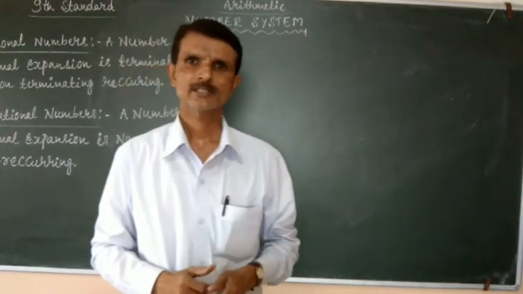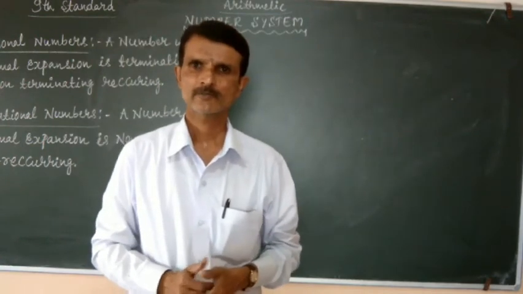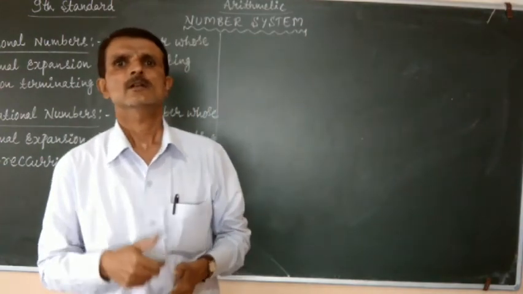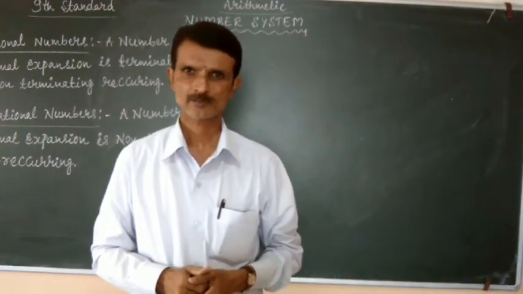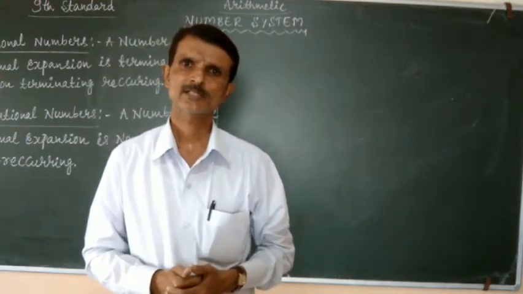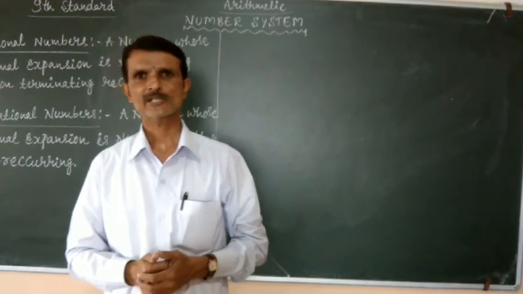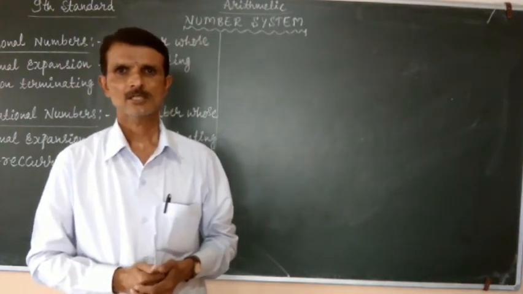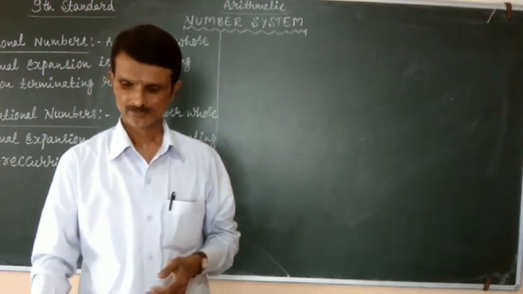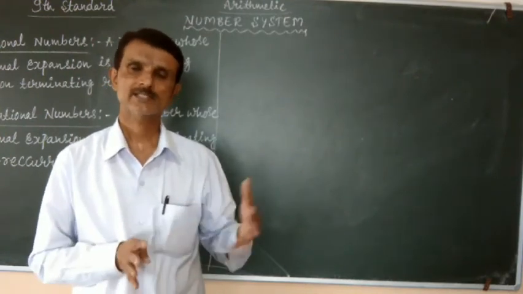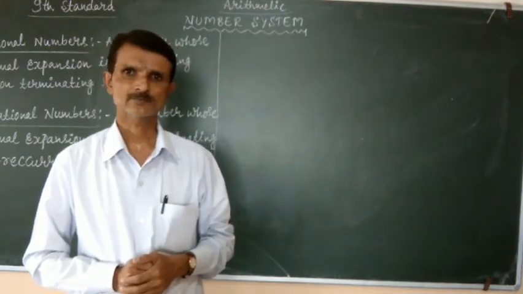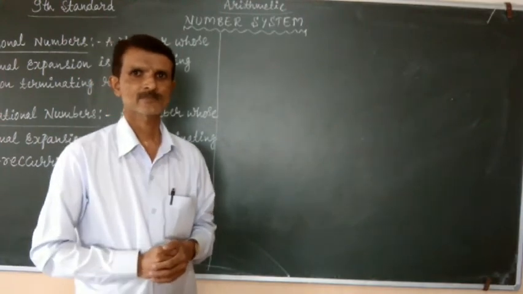Dear students, in the previous class we discussed how to write rational and irrational numbers by using decimal expansions, that is, by seeing the decimal expansion of the given p by q form numbers.